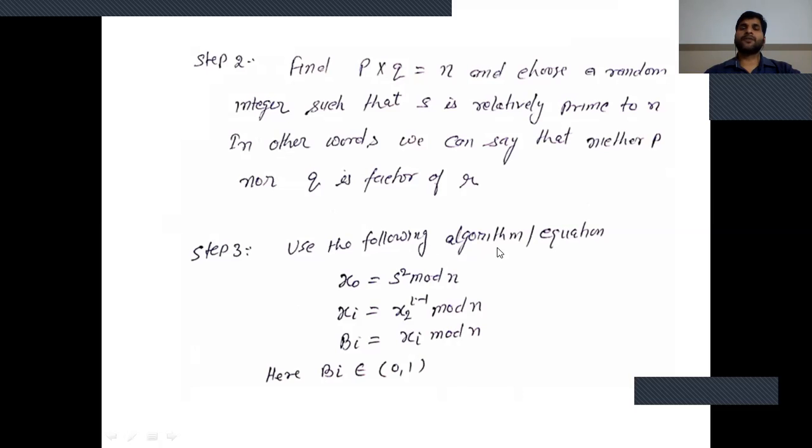Step 3: we use the following algorithm. x0 equal to s square mod n. Next, xi equal to x(i-1) square mod n, and the value of bi equal to xi mod 2, for bi an element of 0, 1.